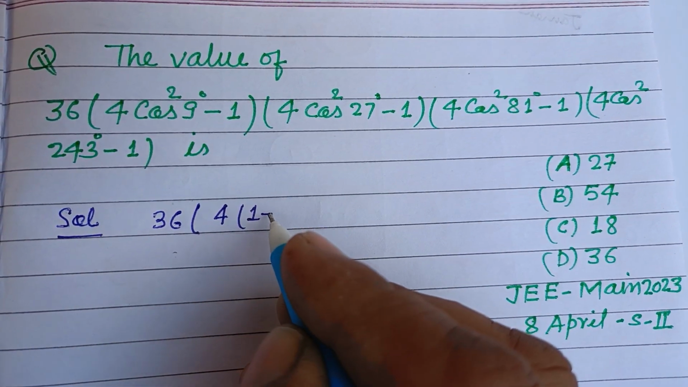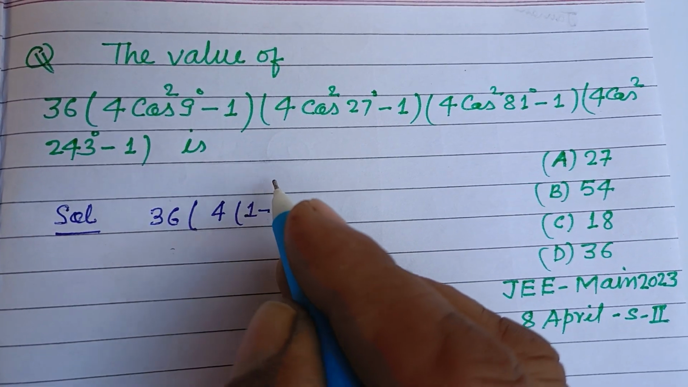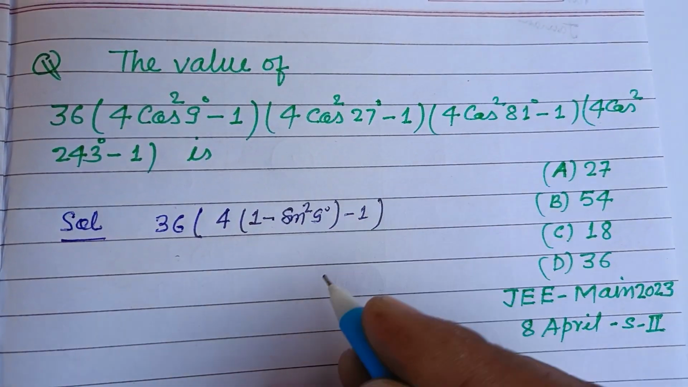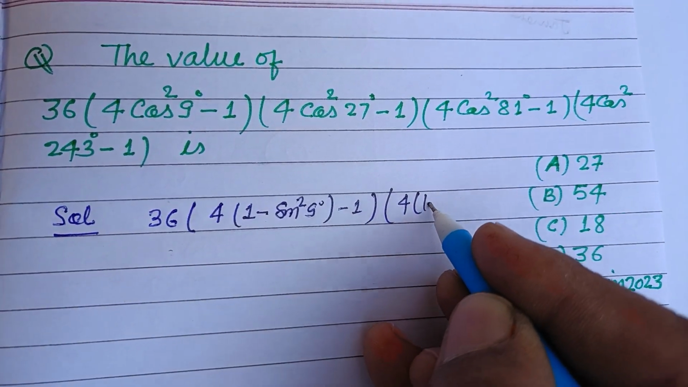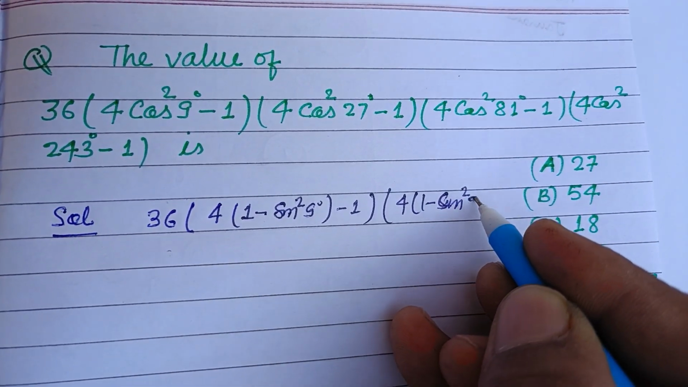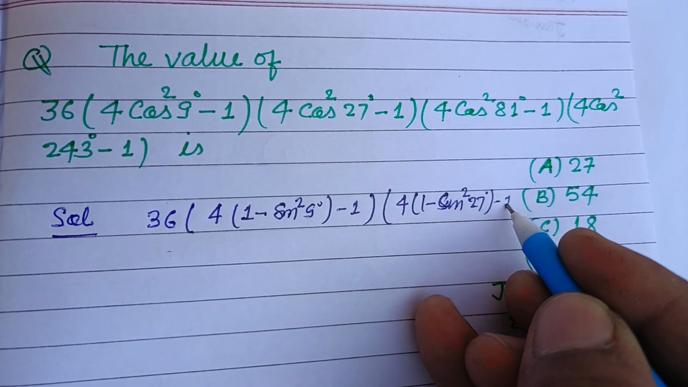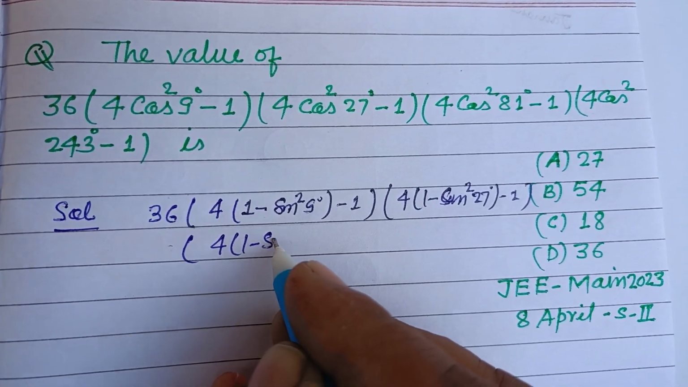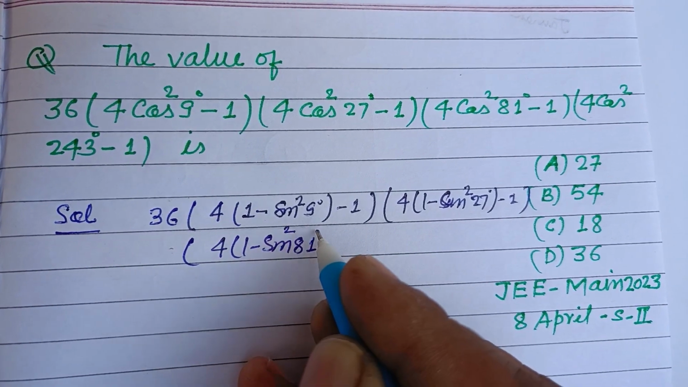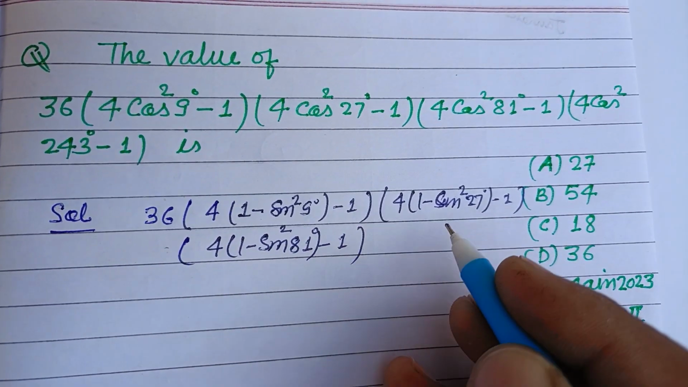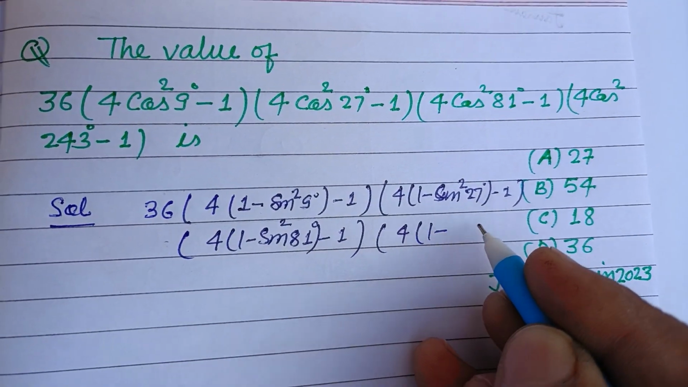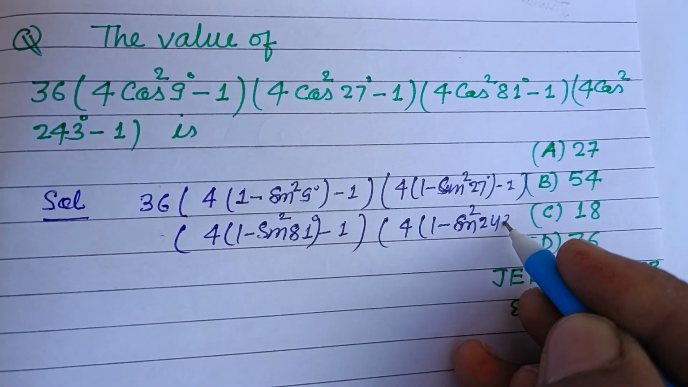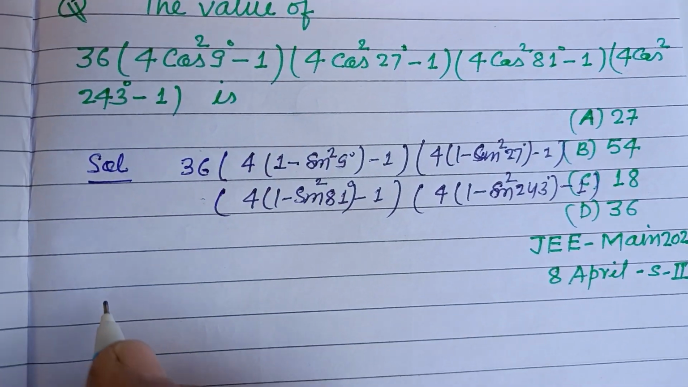it will become easy. So (4 into (1 minus sin²9°) minus 1) into (4 into (1 minus sin²27°) minus 1) into (4 into (1 minus sin²81°) minus 1) into (4 into (1 minus sin²243°) minus 1).